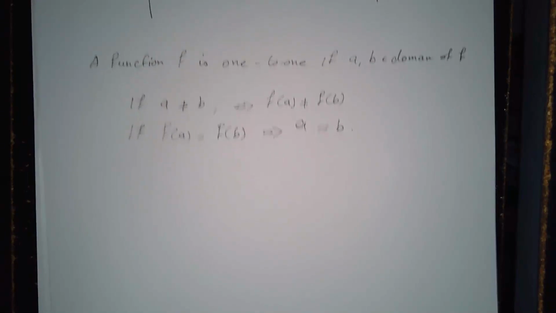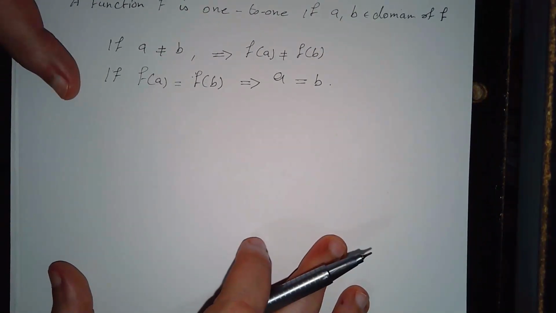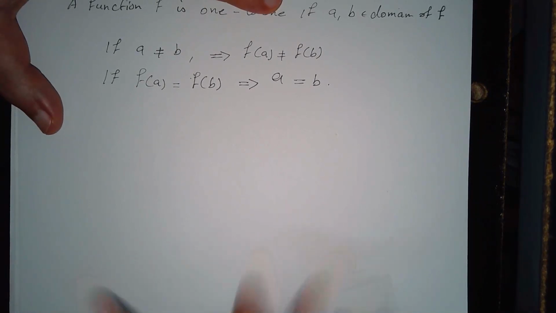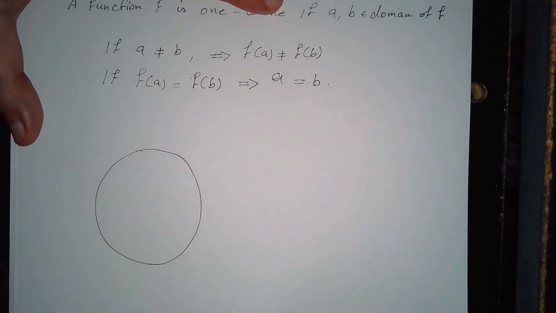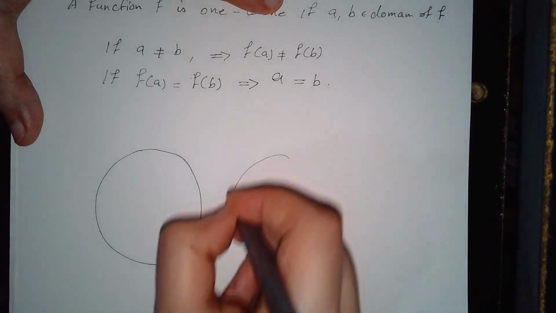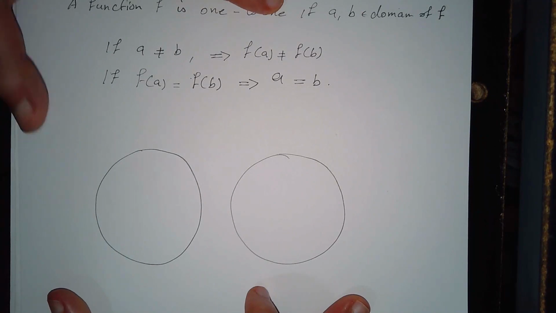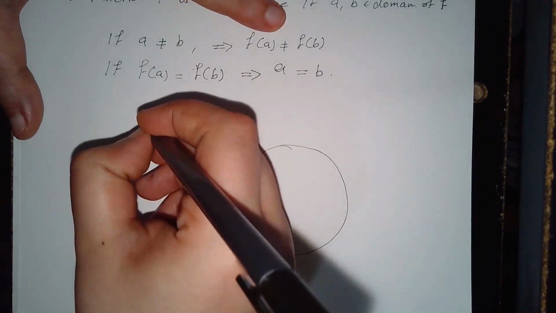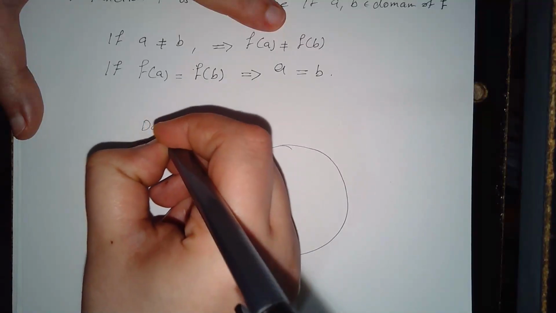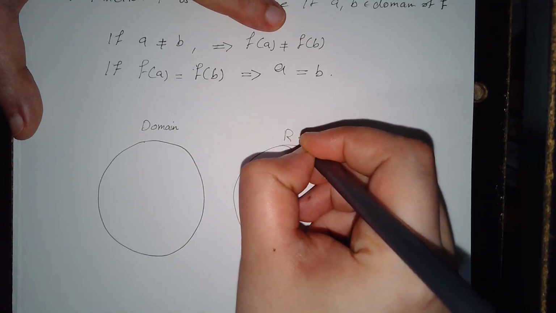Now, let me give you an example. Hopefully that will make things a little clearer. Okay. Here's a fun one. That's one circle. That's another circle. Okay. Oh, my circles look good. Okay. Now, let's call this the domain. Yes? And this needs to be your range.